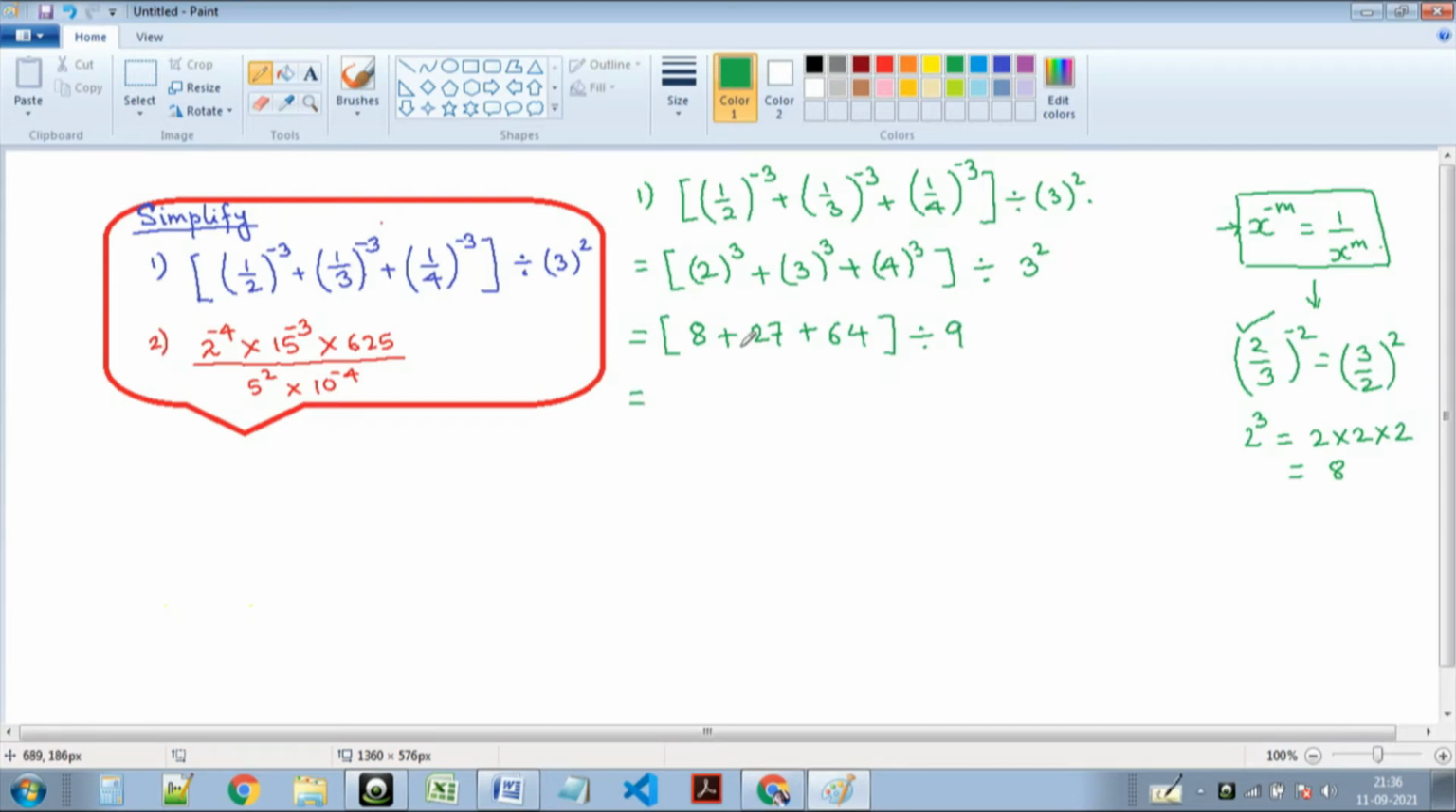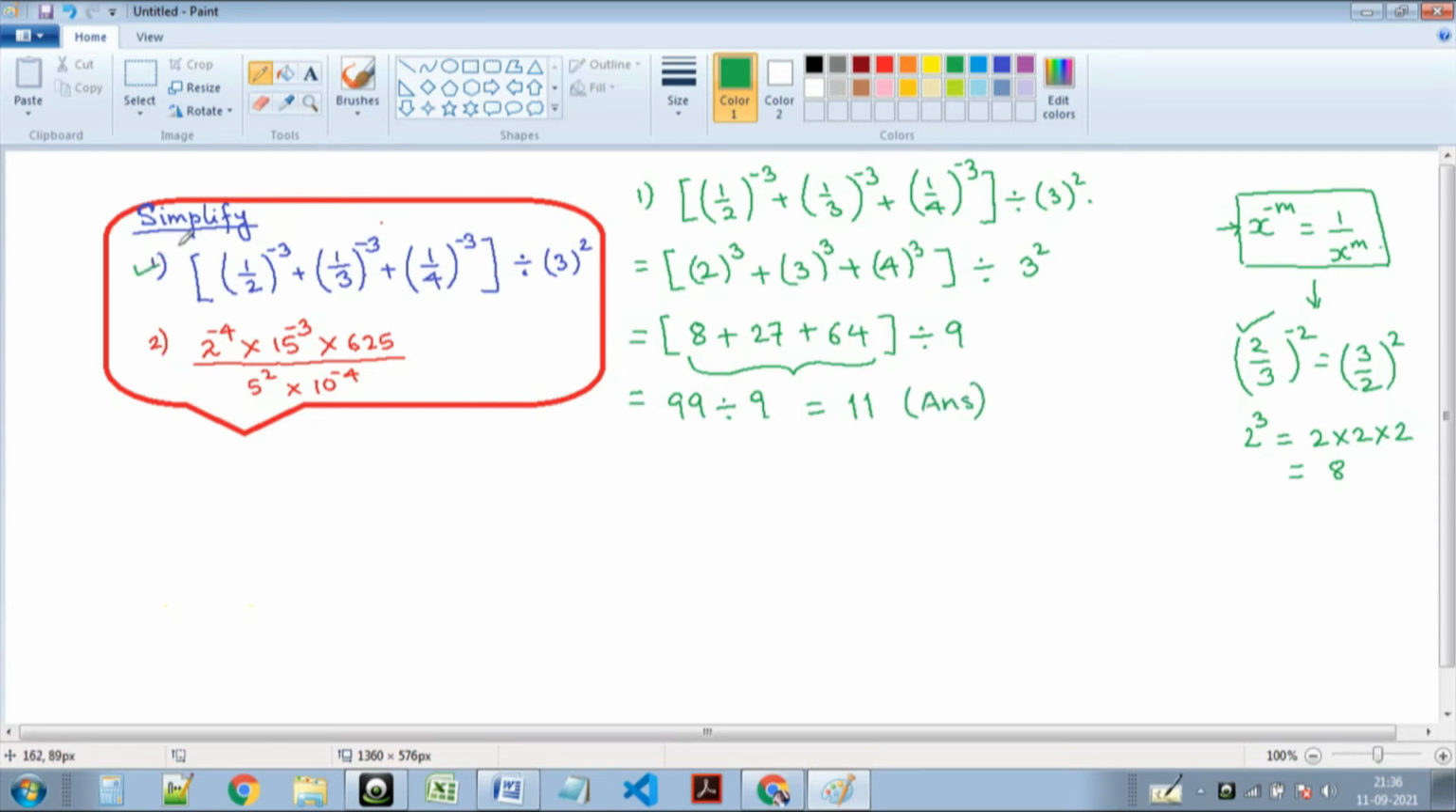So now, what we can do next is add all of them. When we add all of them, we get 99. You can see that 8 plus 27 plus 64 gives 99, divided by 9, which is nothing but 11, which is our answer. So in this way, we can solve this question.